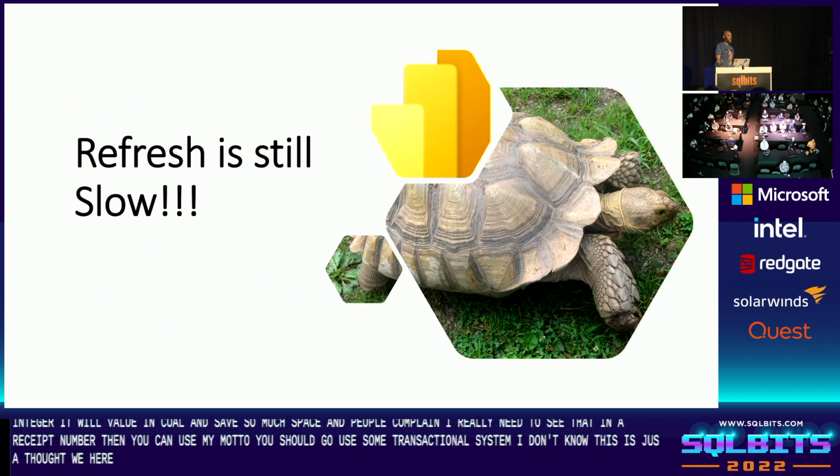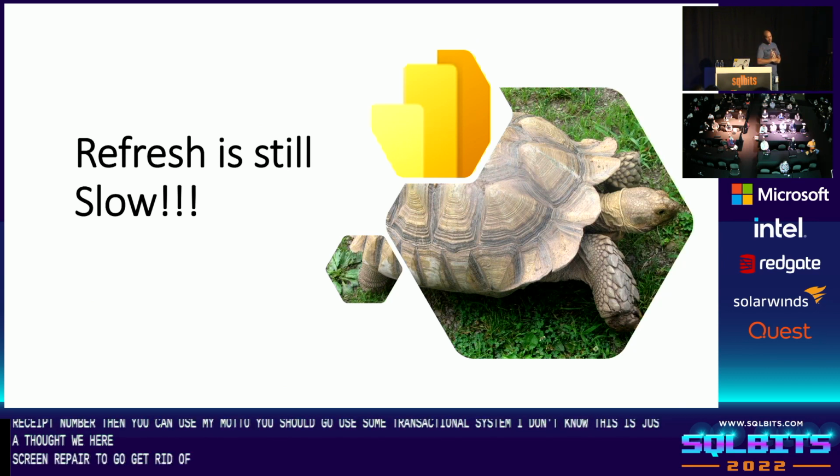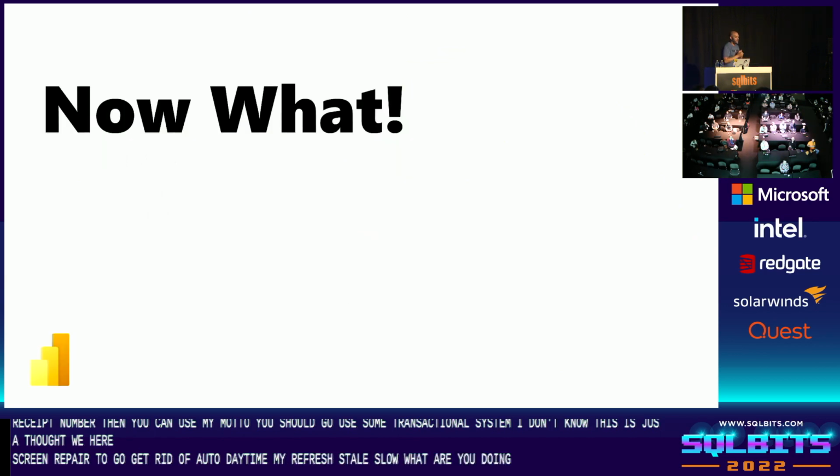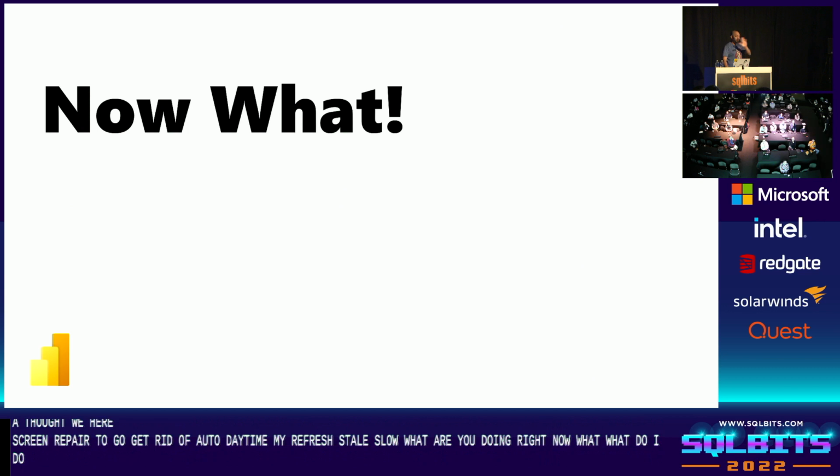So the refresh is still slow, though. I built your star schema, Patrick. I got rid of auto date time. My refresh is still slow. What do you do? Now what? What do I do? You guys get ready for this, because this is about to blow your mind.